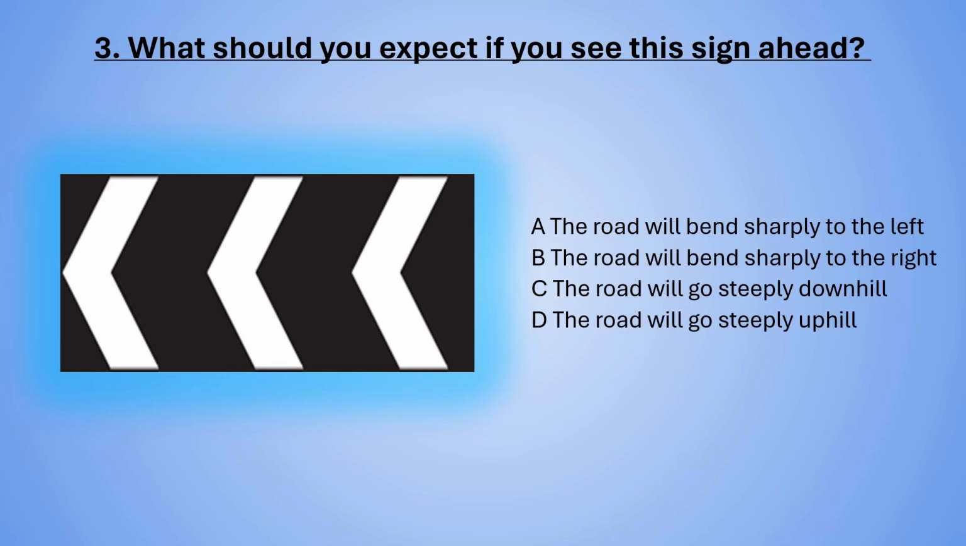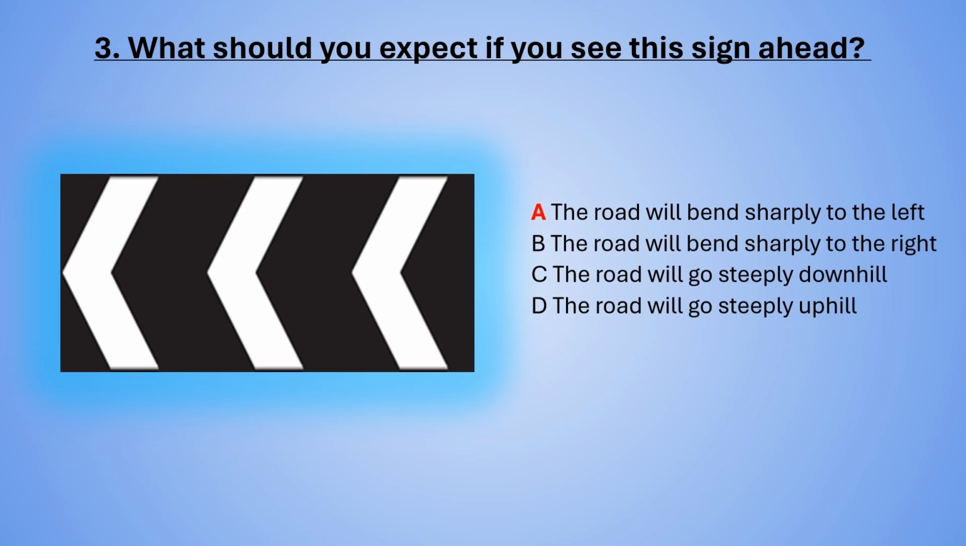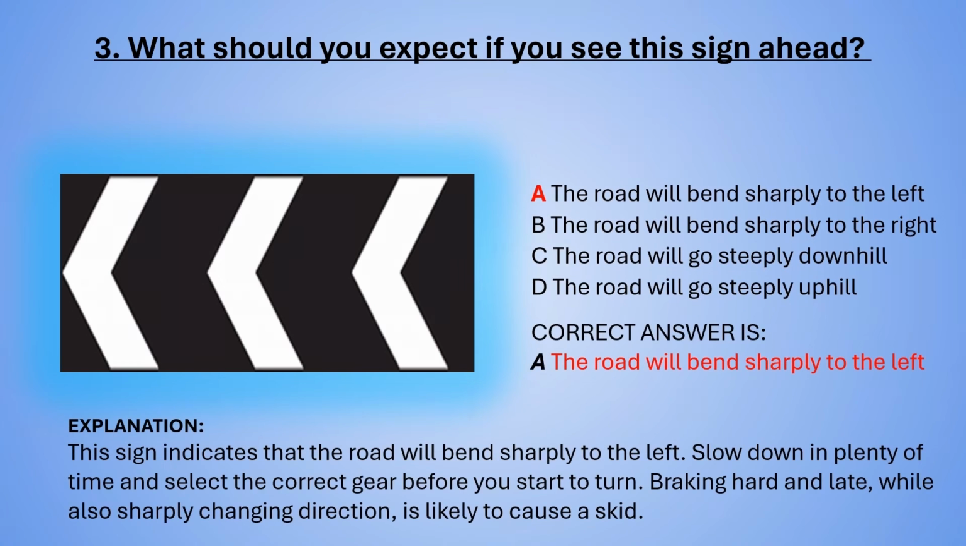And the correct answer is A. The road will bend sharply to the left. This sign shows that the road will bend sharply to the left. You need to slow down in plenty of time and choose the correct gear before you start to turn. Braking hard and late while also sharply changing direction is likely to cause a skid.